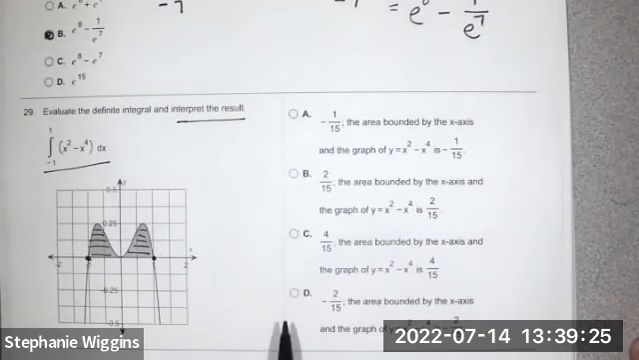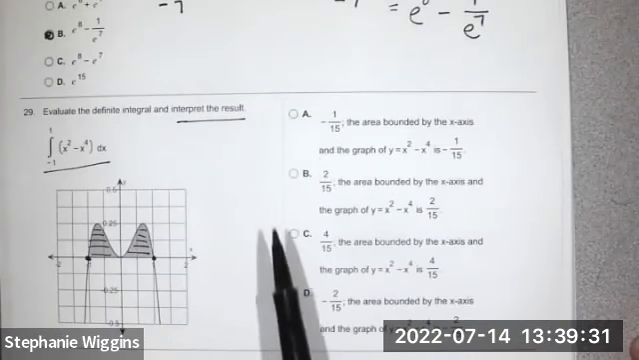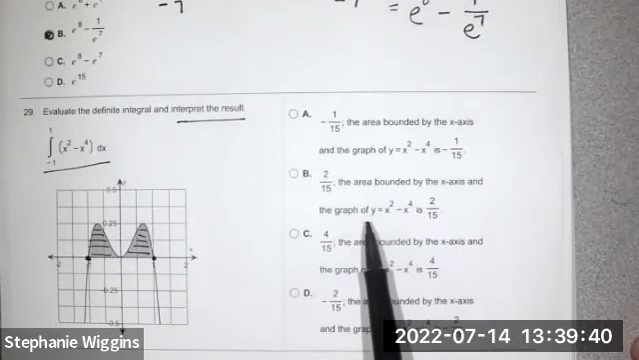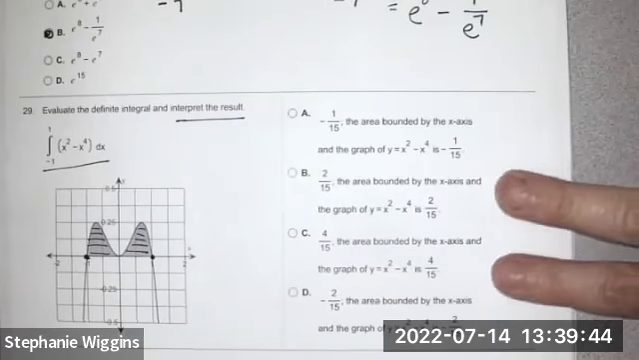Whatever the area is, I don't know what number it is, but it's not going to be negative. So A and B or D are out. It's either 2/15 or 4/15, and it's the area bounded by the x-axis and the graph. So that is the interpretation.